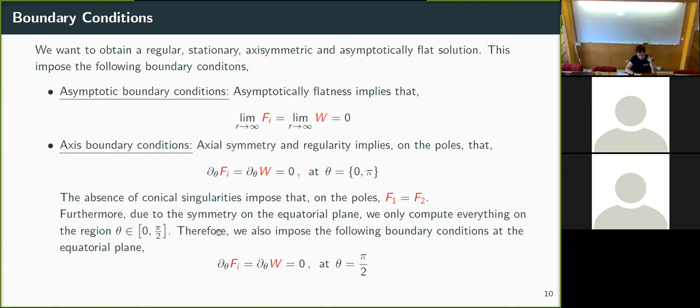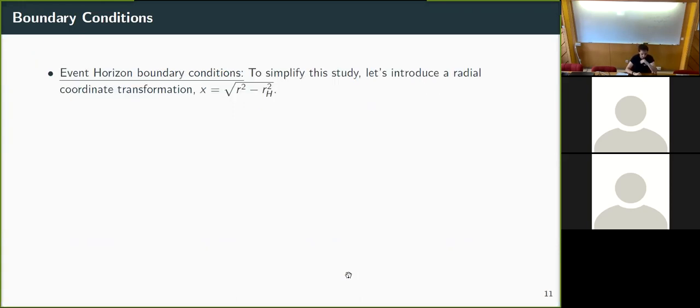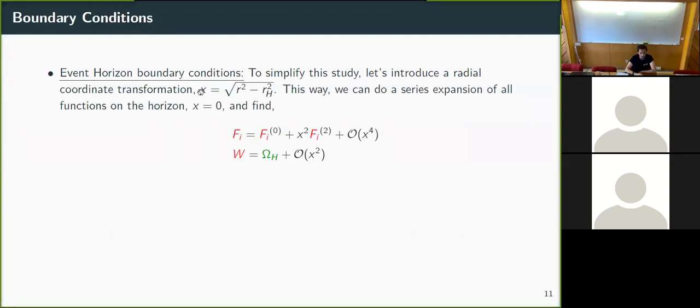If we do this, then we also have to impose that on the equatorial plane, the derivatives of the f functions and the w function must go to 0. Then we just have to go to the event horizon boundary conditions, and to do this, it's easier to do a coordinate transformation of this type. This way, at the event horizon, x equals 0. So we can do a zero expansion of the function, and we obtain this result.